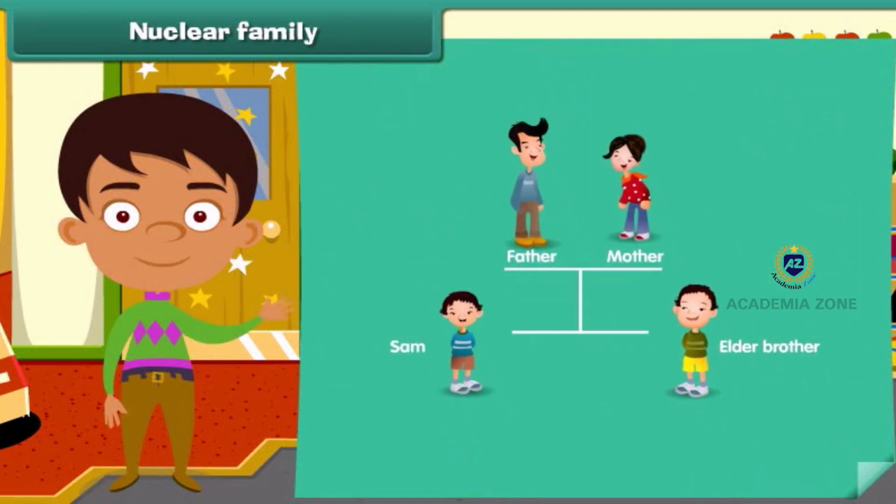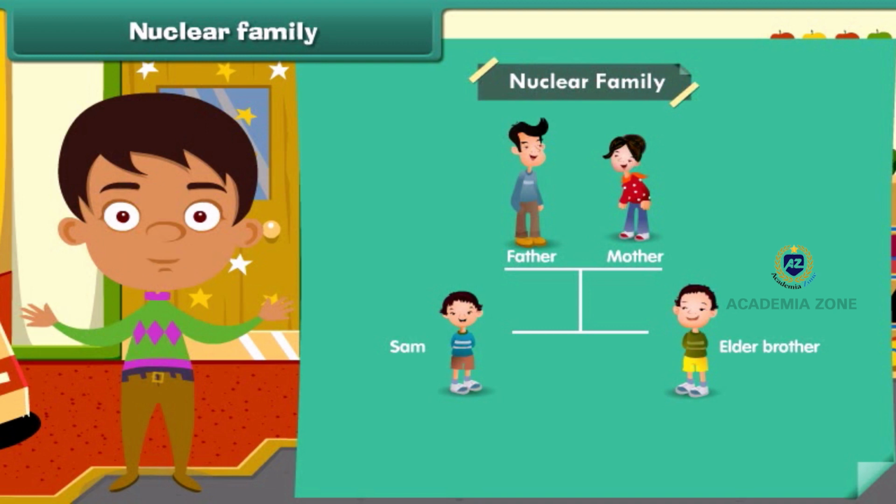Sam lives with his mother, father, and elder brother. You know, this is an example of a nuclear family.